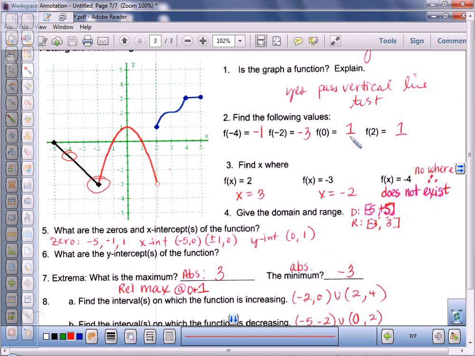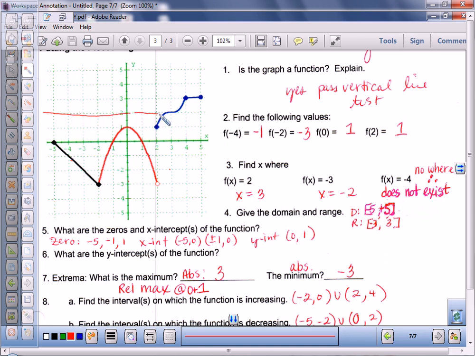What is the value of the function when x is 2? Oh, it's not. It's an open circle, so I got to go up here. When x is 2, the value of the function is 1. Any questions about number 2? All right, number 3. Find x where the function has a value. So when the y is 2, so let's come over here. When the y is 2, right here, what is the value of the function? 3.